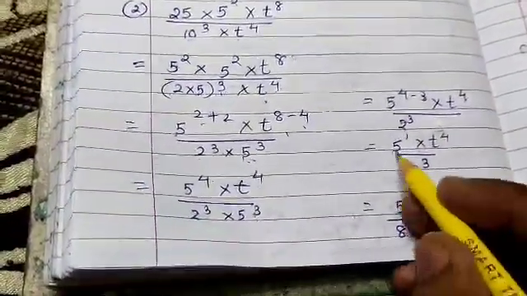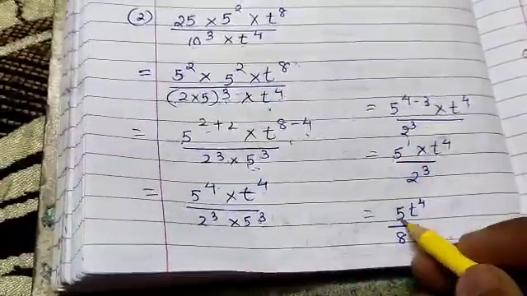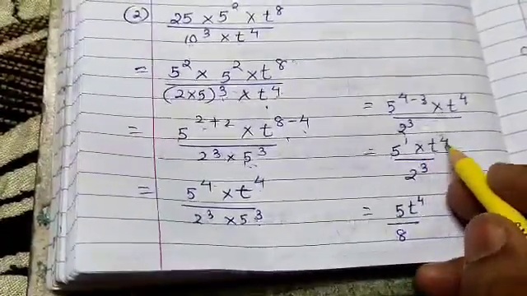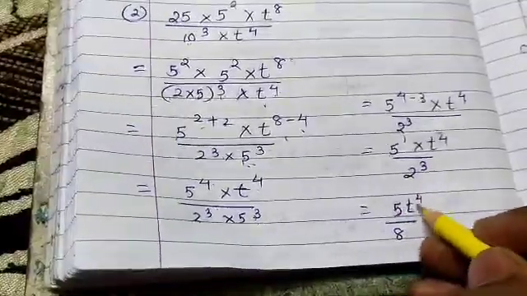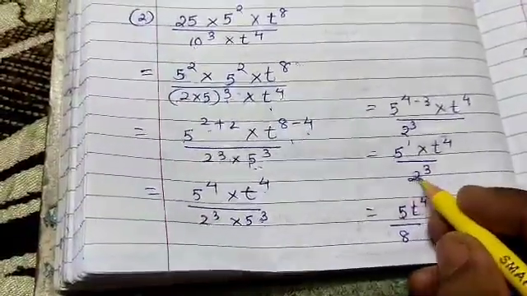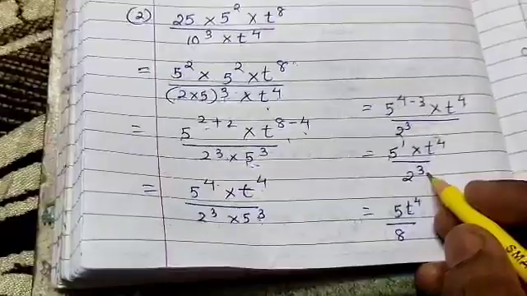That means 5 raised to the power 1 gives 5 only, that is 5 multiplied by t raised to the power 4, so 5t raised to the power 4 divided by 2 raised to the power 3, that is 2 multiplied by 2 multiplied by 2 gives 8.